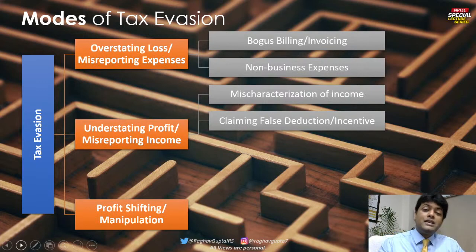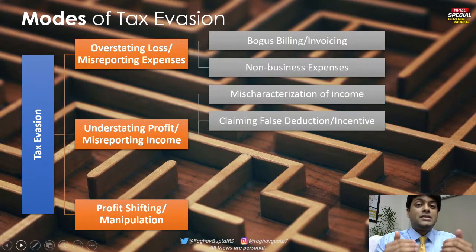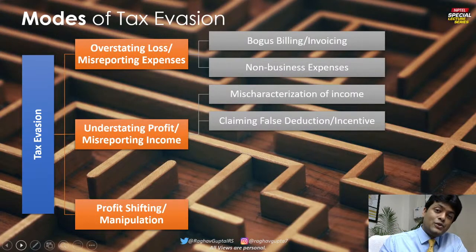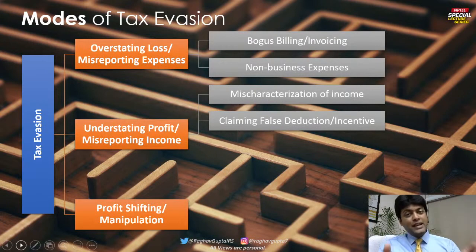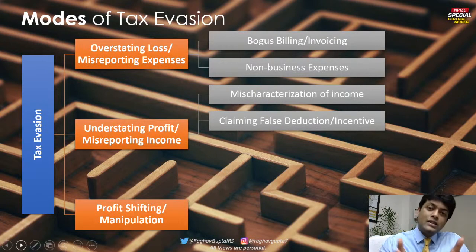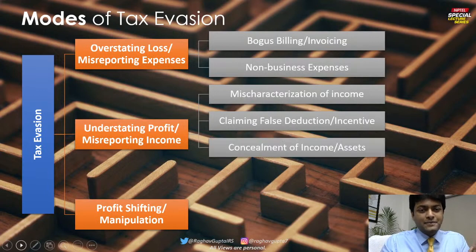But what happens when it's not really doing charity? What happens when it's not actually doing those purposes which it has legally declared to do, and yet it is claiming those deductions? Well, this is an example again to show how claiming false deductions can actually lead to a drop in your taxable income.